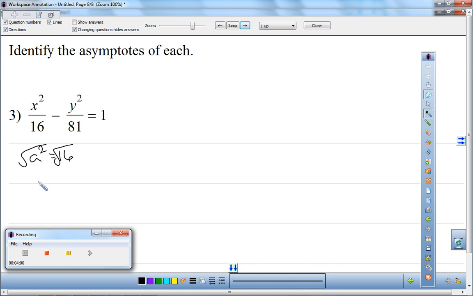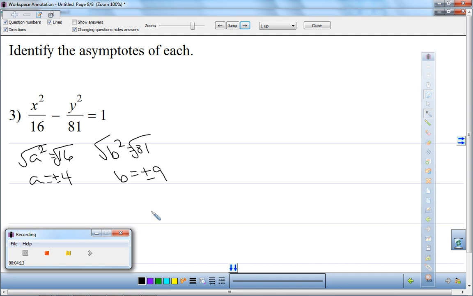Take the square root. A is equal to plus or minus 4. And then b squared is equal to 81. Take the square root. B is equal to plus or minus 9. Now notice again, it doesn't matter that 81 is larger, because what matters is the location, and the fact that x is positive, where the y would actually be negative. So we can't just say the one that looks larger is our a or our b. But here a is 4 and b is 9.